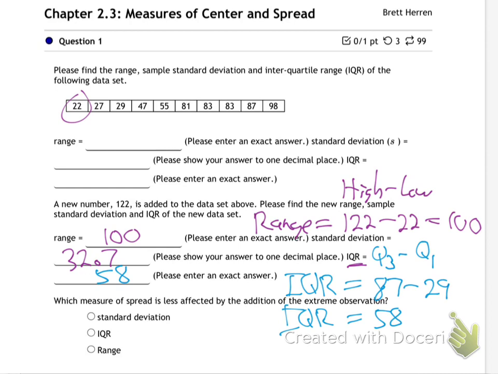Which measure of spread is less affected by the addition of the extreme observation? Now, what did all that fancy talk mean? Remember we had the original data set, and then we threw on 122. Like if that was test scores, that's a very high test score, right? It's an extreme result, extremely high is what they're saying. So when we throw on one more number, an extremely high number, how does that affect it? It's saying which measure of spread.